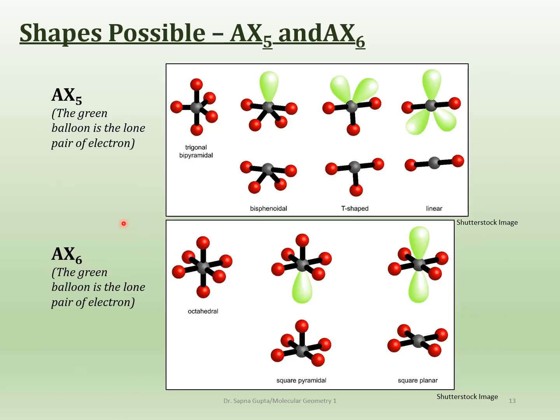Here's the AX5 and AX6. These are the various shapes that you can have, but the electronic geometry is the same: a 5 electron group and a 6 electron group. And then here you can see how we are taking out one atom at a time and putting in the lone pair of electrons, and these are the shapes that you get. Now if you don't remember these shapes, it's okay. But once you have the AX4E, then this one is called the seesaw. Actually, this one has a different formal name, but the fun name is seesaw.